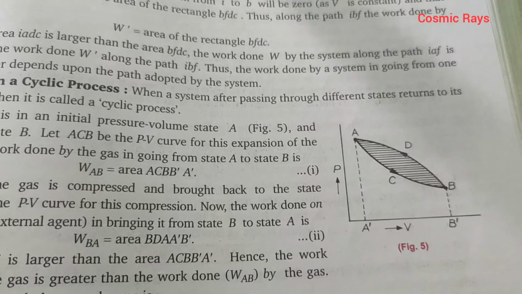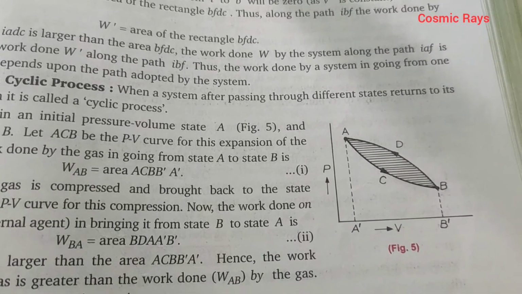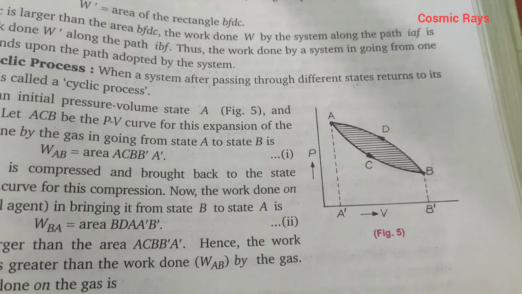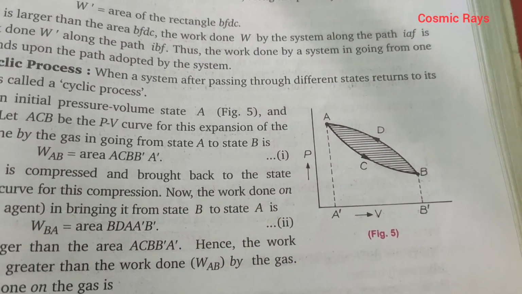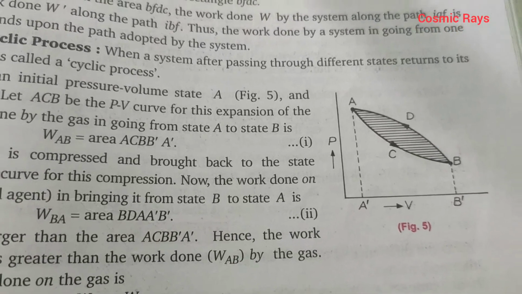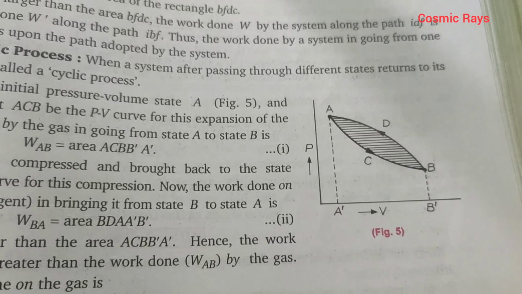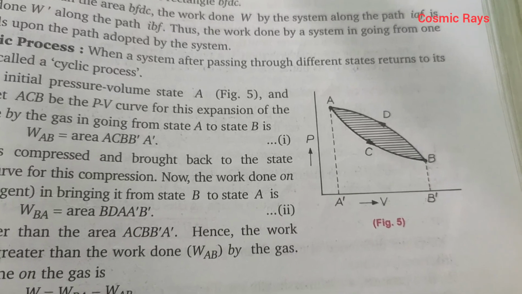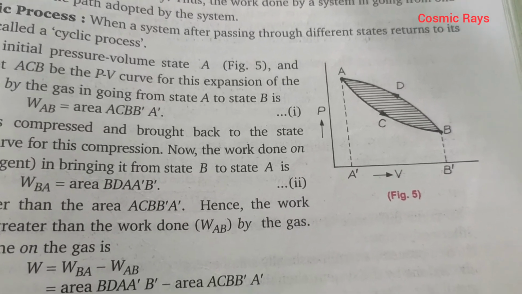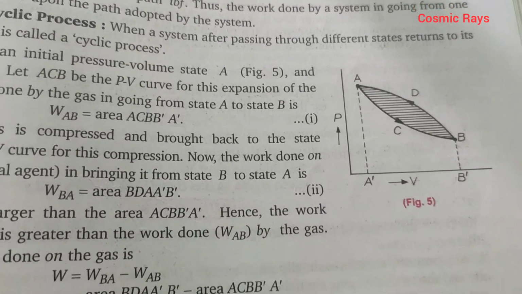Also, if the PV curve is traced clockwise, then the net work is done by the system, and if it's done by the system, then we take it as positive. Or if the PV curve is traced anti-clockwise, then the net work is done on the system and we take the work done as negative.